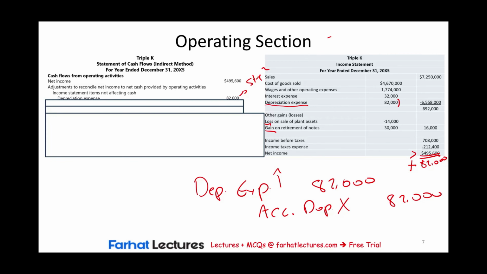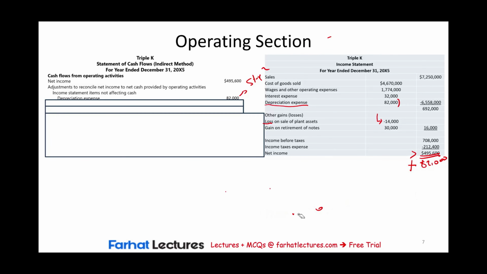What do I do with losses and gains? I am going to add back the loss. And what I did here to kind of make it easy for you, it's a loss. They sold the plant asset and they had a loss. And notice I put the negative here. There's no negative on the financial statement. I just wanted to show you that loss is a negative, just like expenses are, in quote, negatives. But I did this on purpose so you understand why I am adding this.